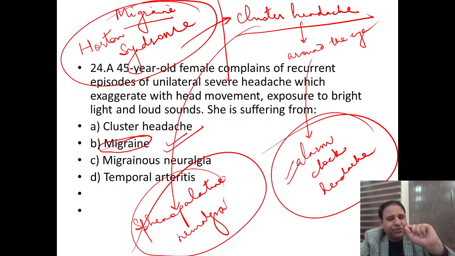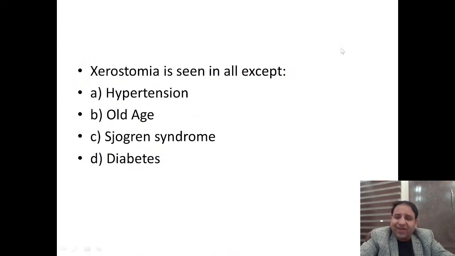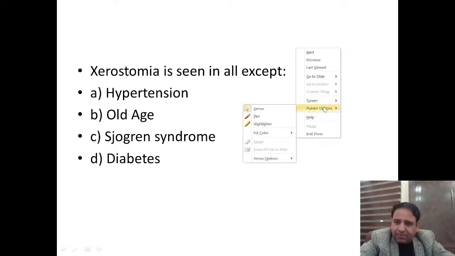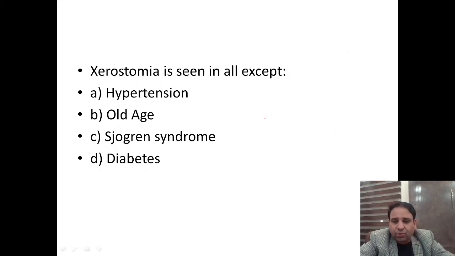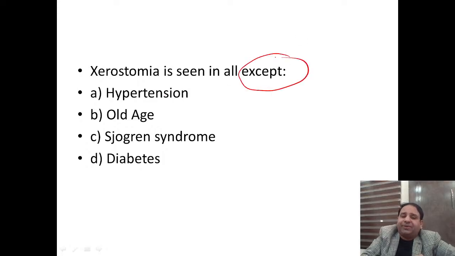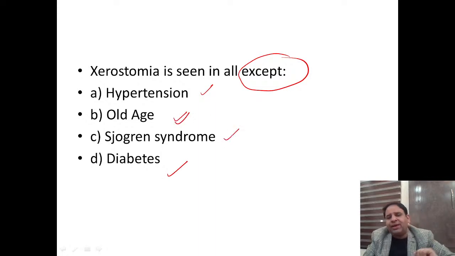Correct? So these are the few questions which you have got in previous years, and this time also you may get, and you are not going to make any mistake. All right? Now this question is very bad. I saw this question in the question bank and I was very unhappy with it. The question is, xerostomia is seen in all except: hypertension, old age, Sjogren syndrome, diabetes. Now according to me as an oral medicine person, I feel that xerostomia is seen in all these conditions.